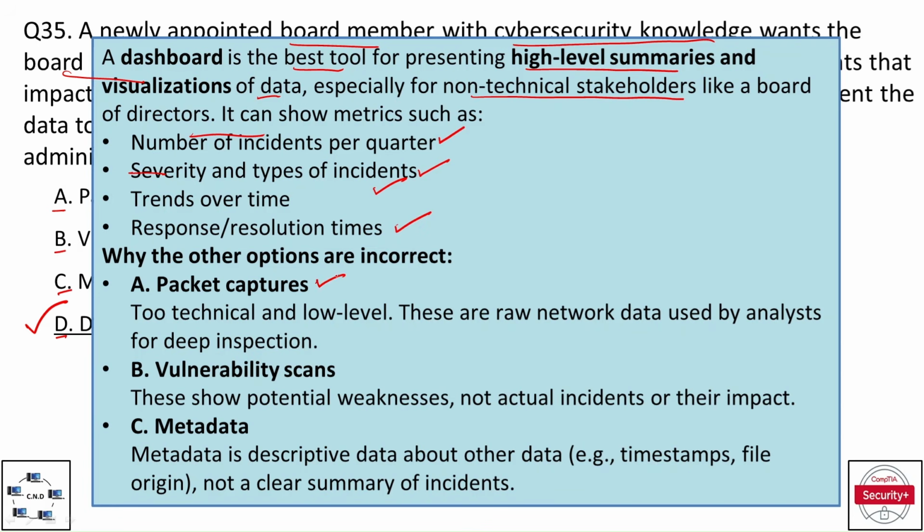Option A, packet capture is too technical and low level. These are raw network data used by analysts for deep inspection. Option B, vulnerability scans. These show potential weaknesses, not actual incidents or their impact. And option C, metadata. Metadata is descriptive data about other data, for example, timestamps, file origin, not a clear summary of the incidents.